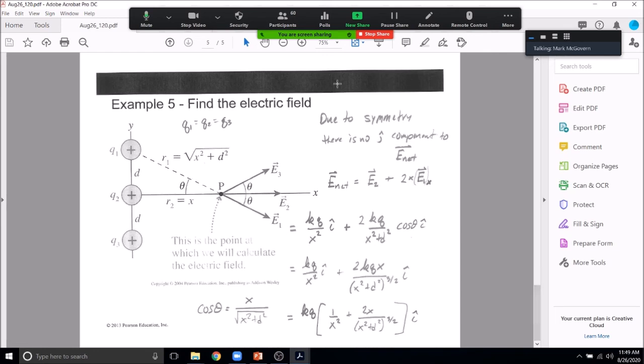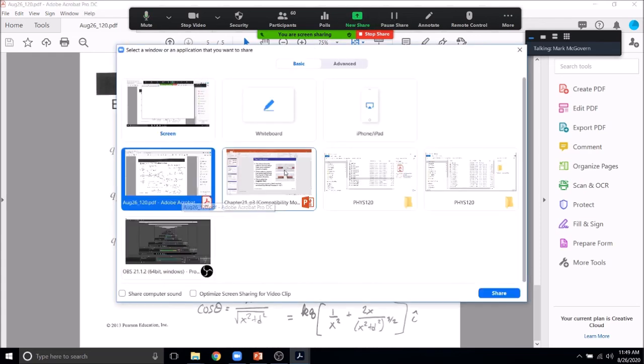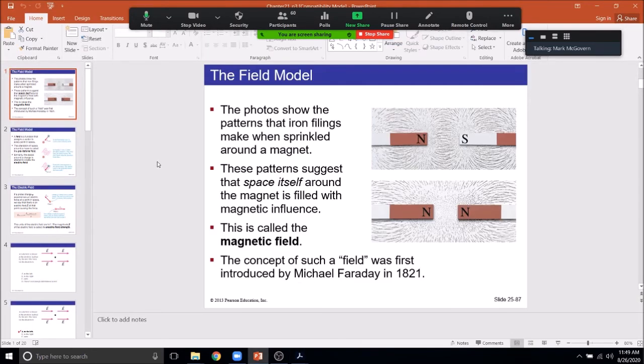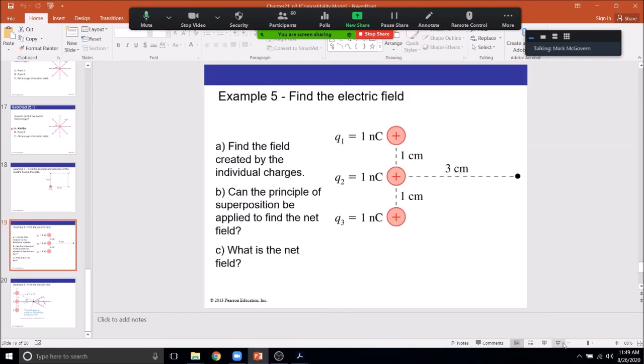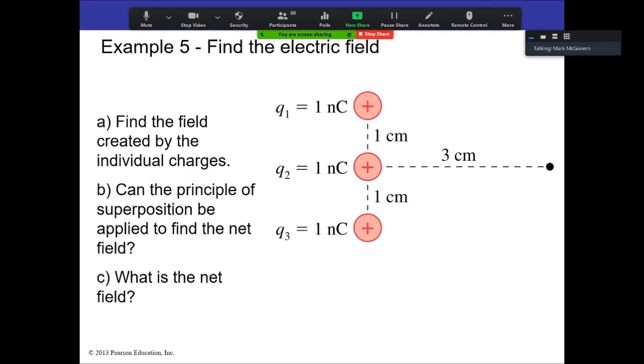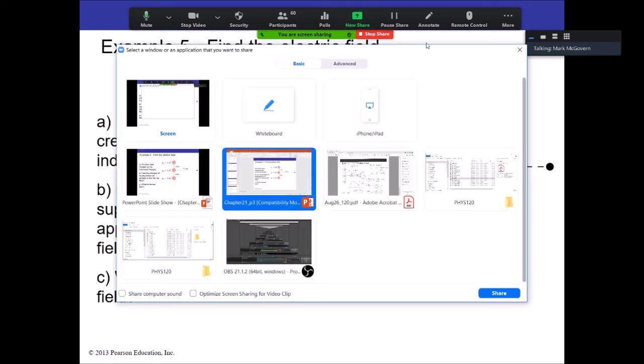All right, so this is a more complicated electric field problem to do. We have multiple charges involved, and superposition does apply here as well. So this is the original problem here, actually. Find the field created by the individual charges.